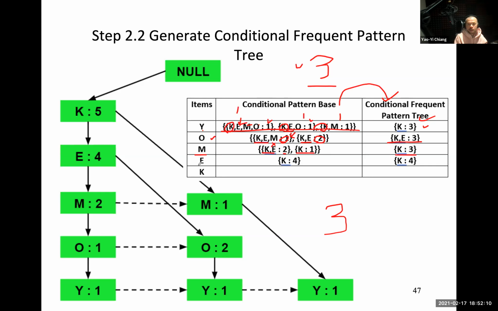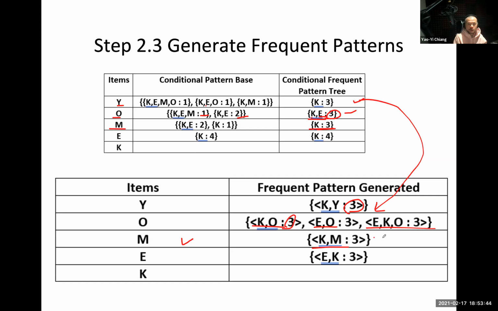M, K is 3. So M and K will be your frequent item sets with the support equal to 3. E has K, so EK is 3. This should be 4. Okay, that's it. M also, of course, plus your frequent single items. And these are all the frequent patterns that you can identify, just based on the tree.